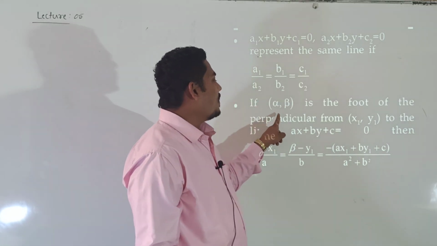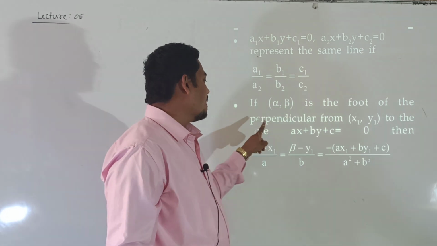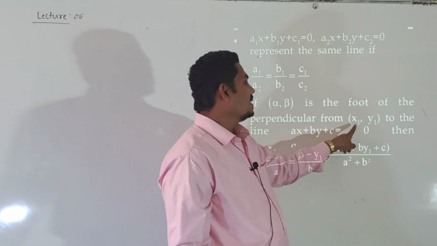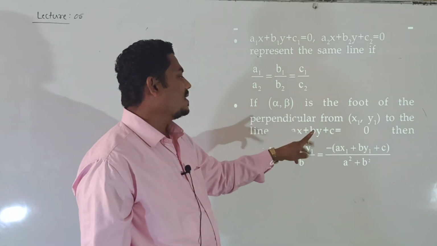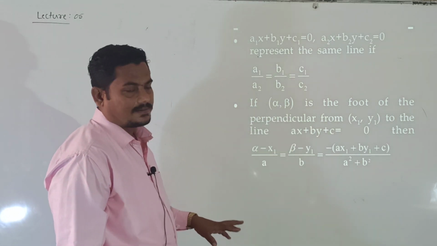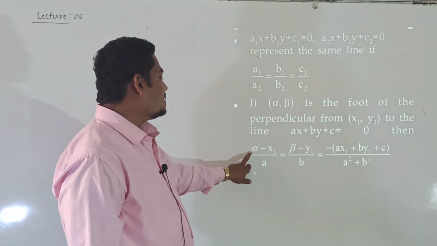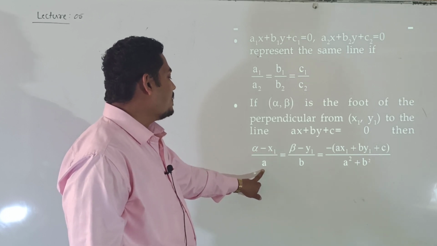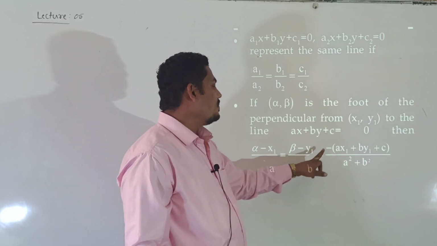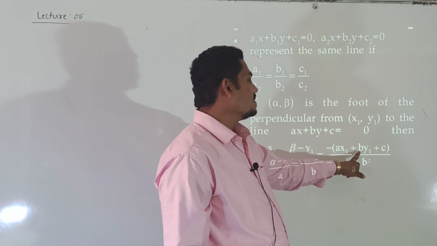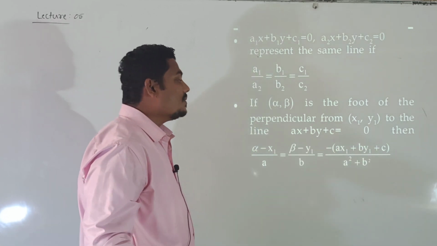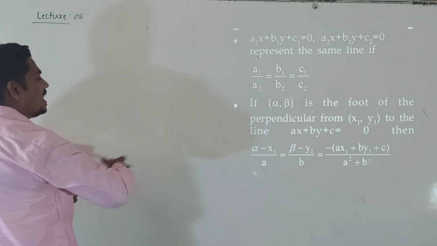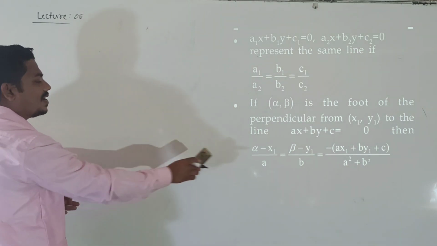If alpha, beta is the foot of the perpendicular drawn from x1, y1 to the line ax plus by plus c equal to 0, then the condition is alpha minus x1 divided by a, equal to beta minus y1 divided by b, is equal to minus of ax1 plus by1 plus c divided by a square plus b square. Foot of the perpendicular drawn from the point to the line. It is one of the shortcut formulas.